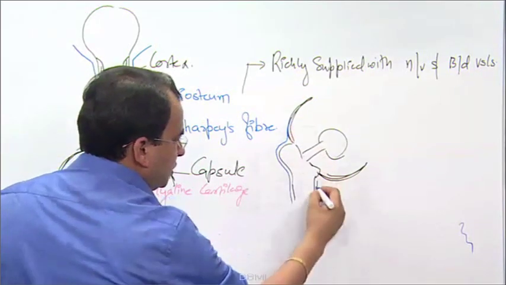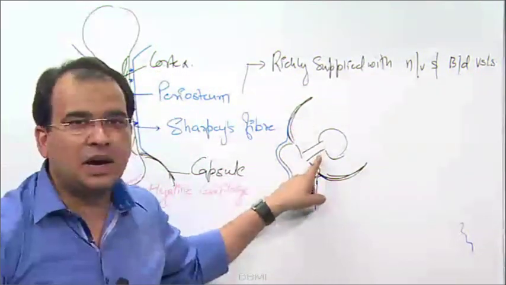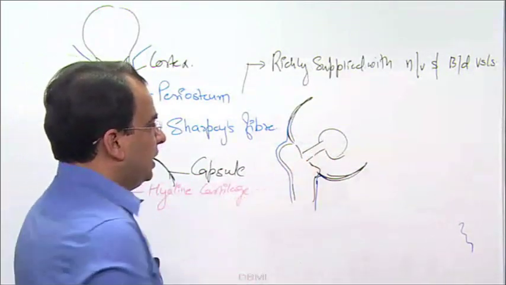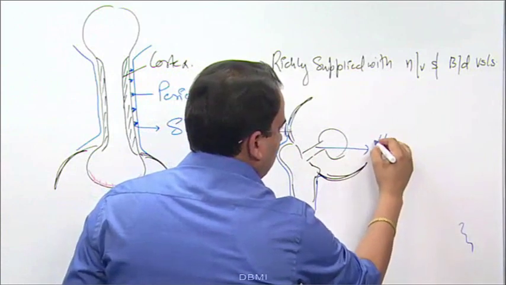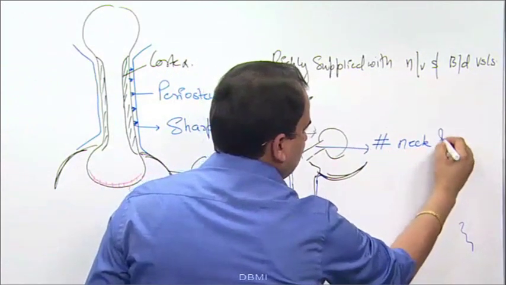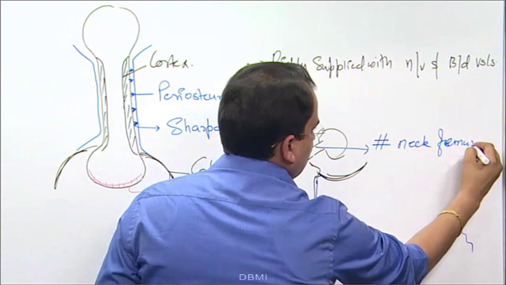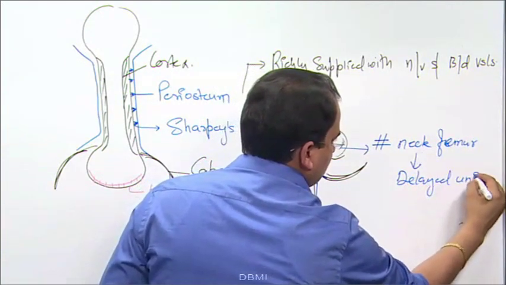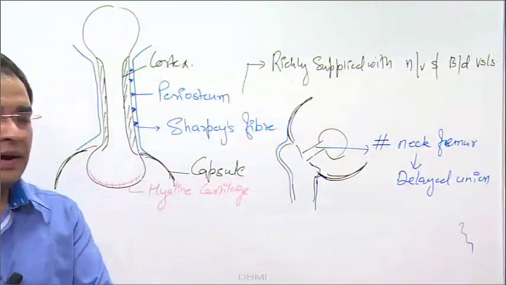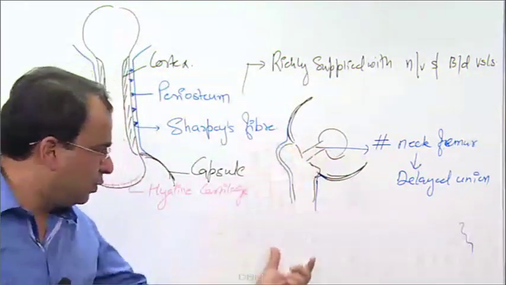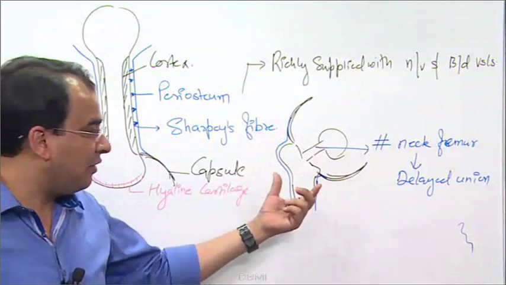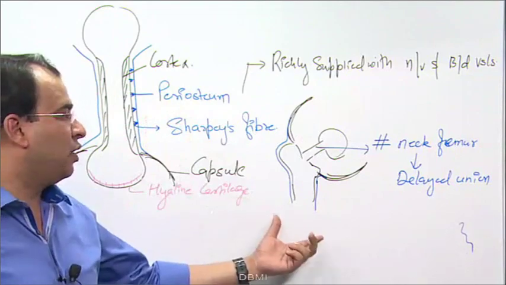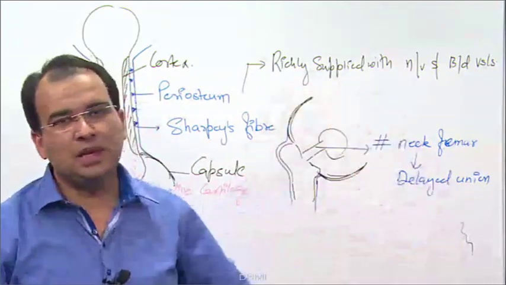Continue with the capsule, which is not present around the neck of the femur, and that is the reason why fracture neck femur cases have delayed union. Because if you compare the neck of the femur with the rest of the bone, they are lacking something. They do not have those blood vessels which supply the periosteum. Why? Because the periosteum is continuous with the capsule.